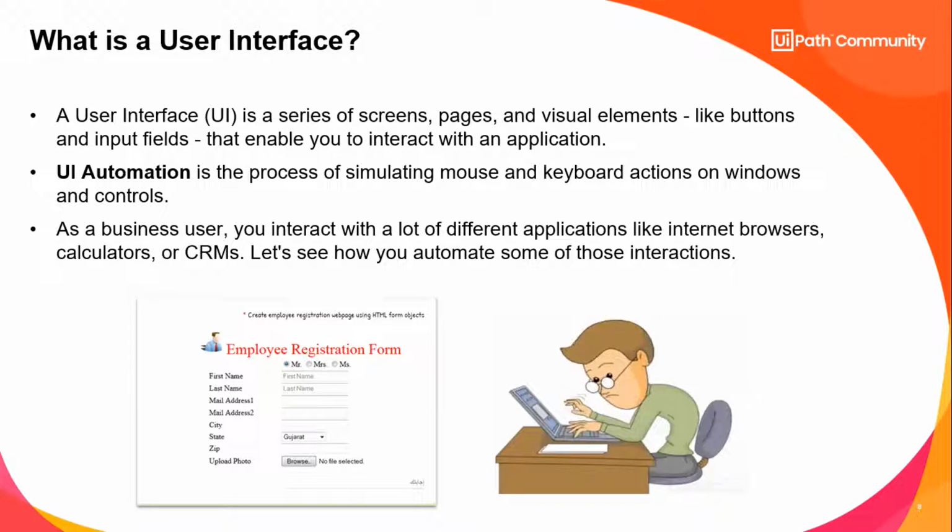You are just giving the work that you are doing with the mouse and the keyboard to your robot. And as a business user, you interact with a lot of different applications like, again, an internet browser or a calculator. So how do you interact with the calculator? You have those buttons 1, 2, 3, 4. You press them, and then you see on the screen that the button is displayed.